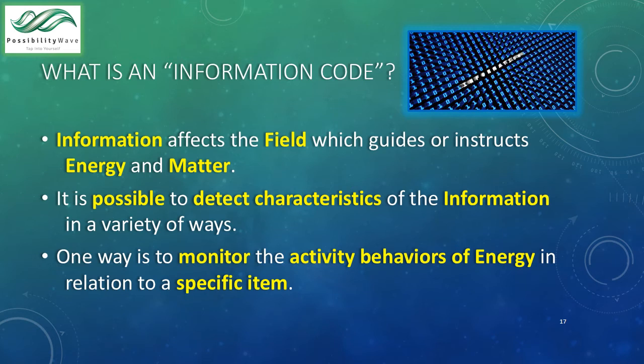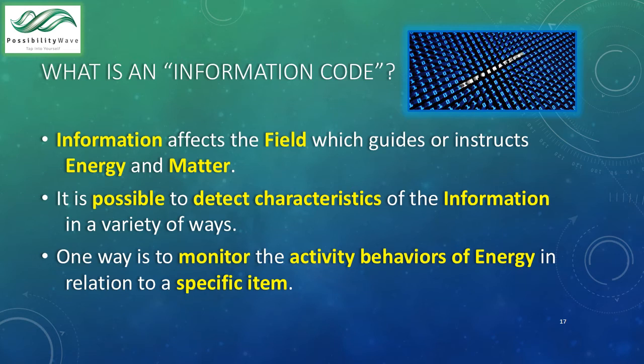So, what's an information code? We say that information affects the field, and that field is created by awareness. Information affects this field in such a manner that the field then guides or instructs the energy and the matter. It's okay to talk about them as separate things, but remember, they're not. They're not even things.